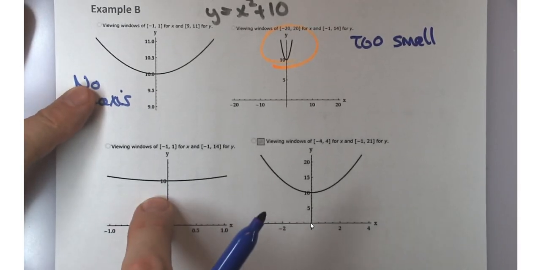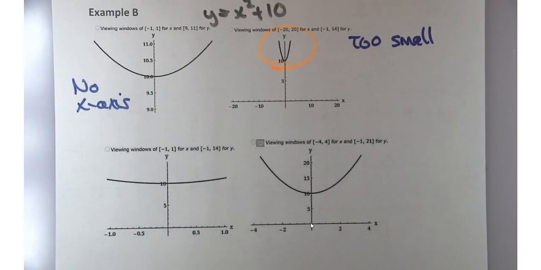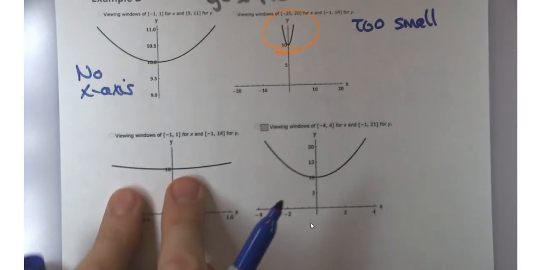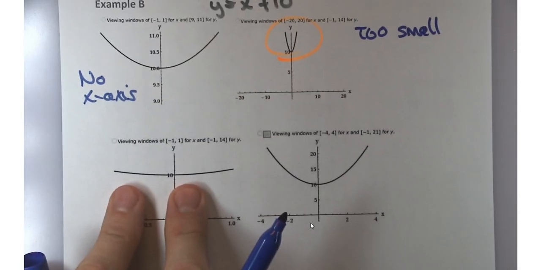How about this one? What's wrong with this one? Too wide? Rachel? The numbers on the x-axis are too small. They're too small? Okay. It kind of looks like a straight line, even though it's not. Yeah, it almost looks like a straight line.